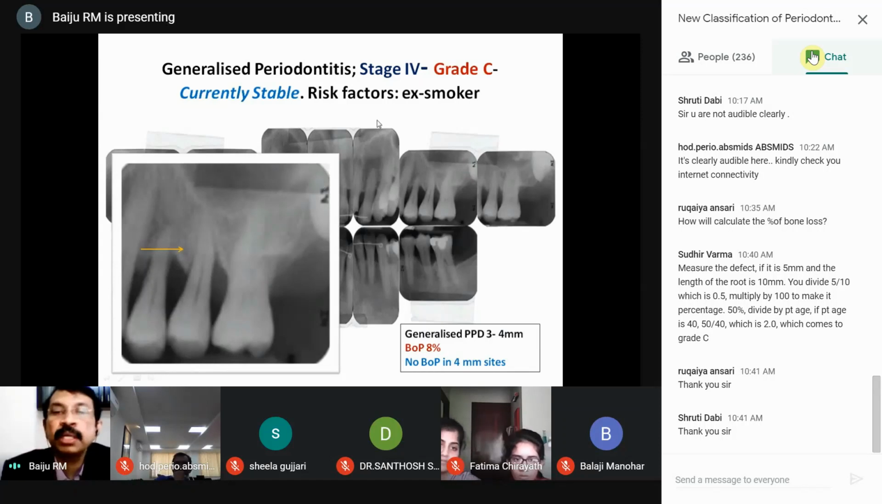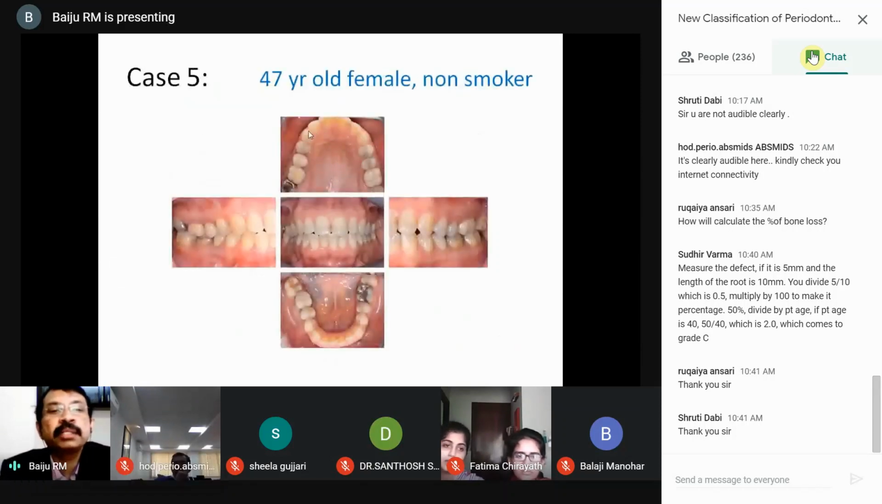And risk factors: even though the patient stopped smoking 12 years back, it is still a risk factor. For us, smoking is such an important factor, as its effects linger in the patient for years. Now, moving to the next case, case 5, a 47-year-old female, again a non-smoker.